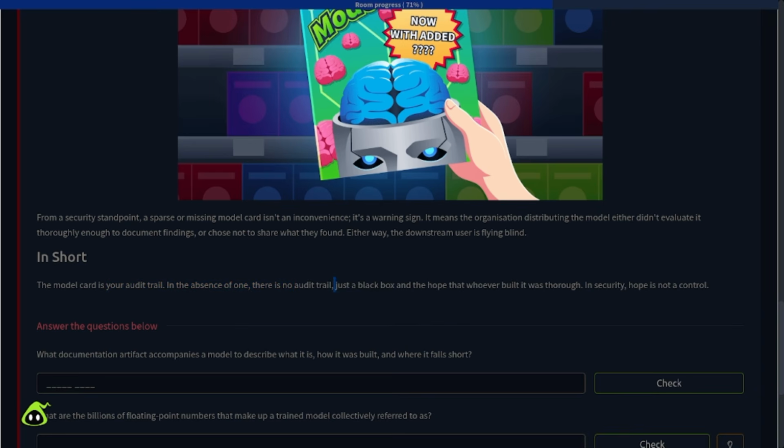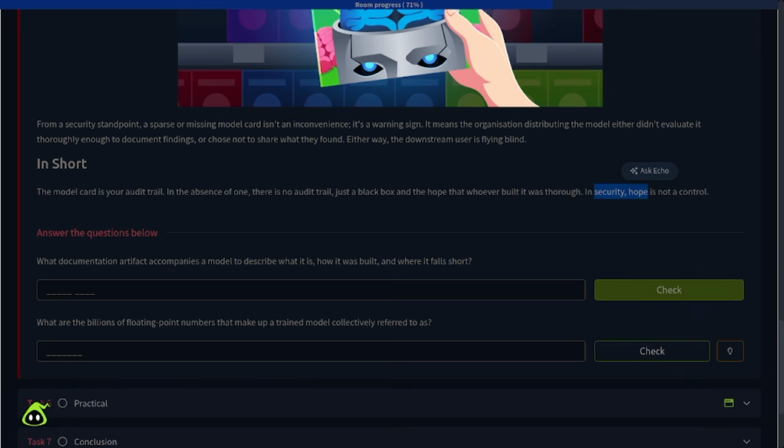In the absence of one, there is no audit trail, just a black box, and the hope that whoever built it was thorough, well documented, and did all the hard work. In security, hope is generally not a strategy, and you don't control it anyway.